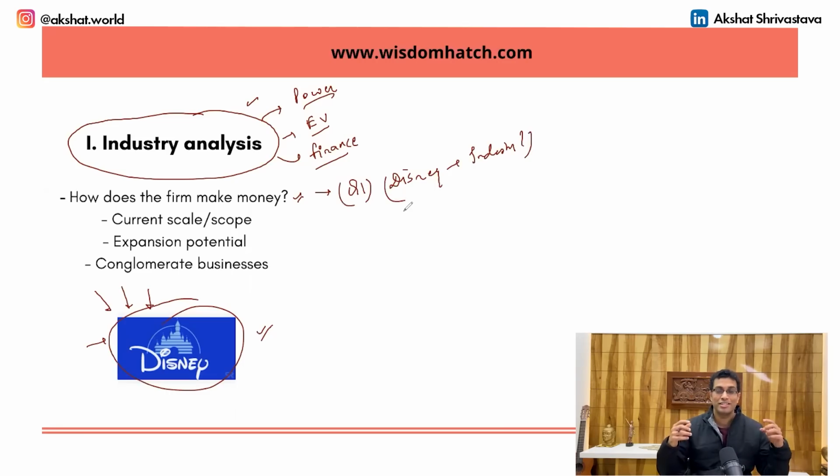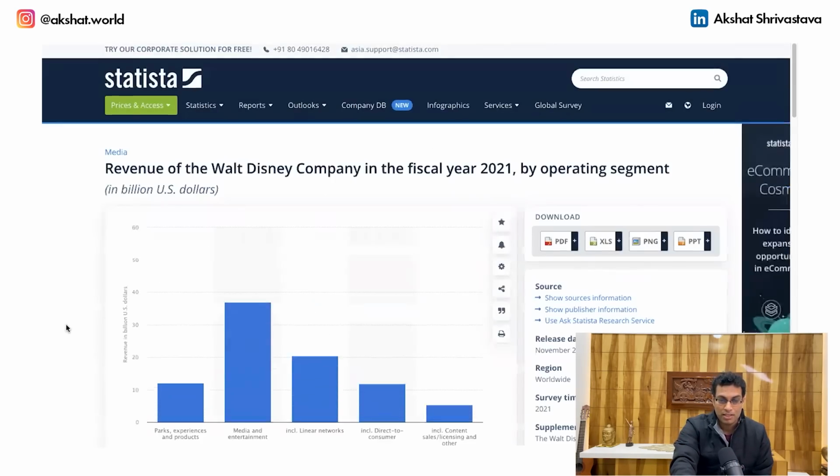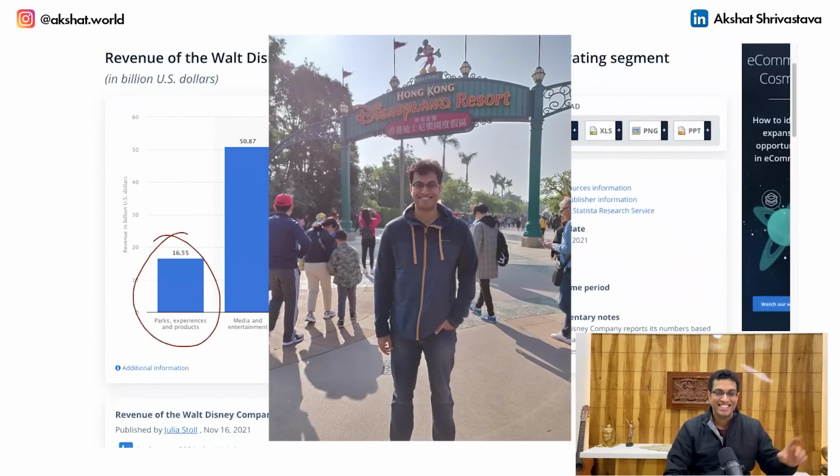If you are not sure which industry Disney is in, this is where we start using Google to identify where Disney is operational and how it is making money in that industry. So we search for Walt Disney revenue by segment. This is an easy graph that we will get. So what are some of the industries that you see here? First and foremost, you will see parks and theme parks. This is me in Hong Kong in a Disney theme park.